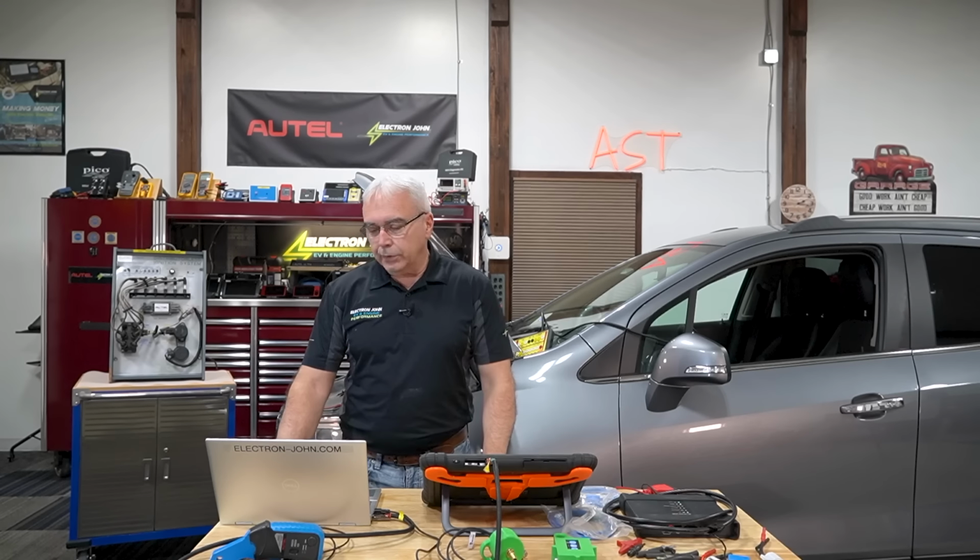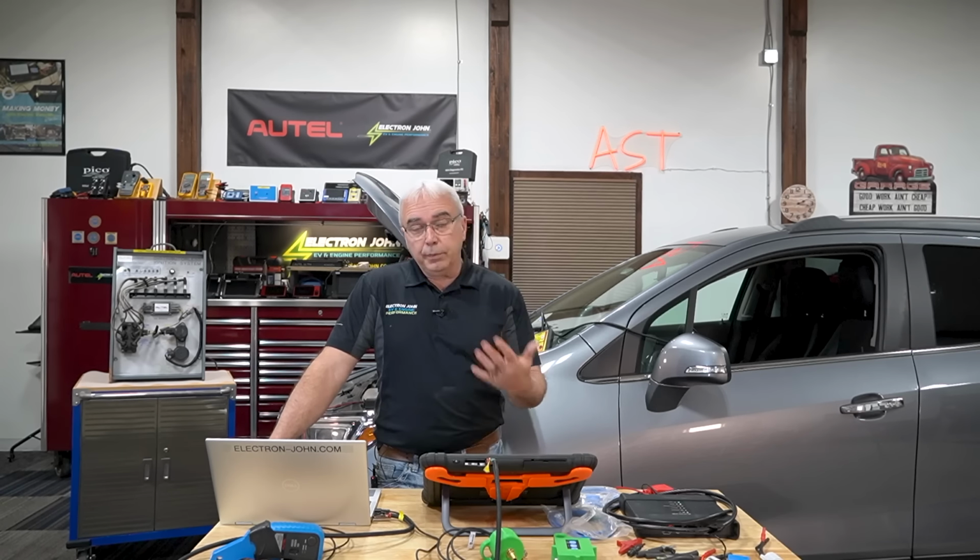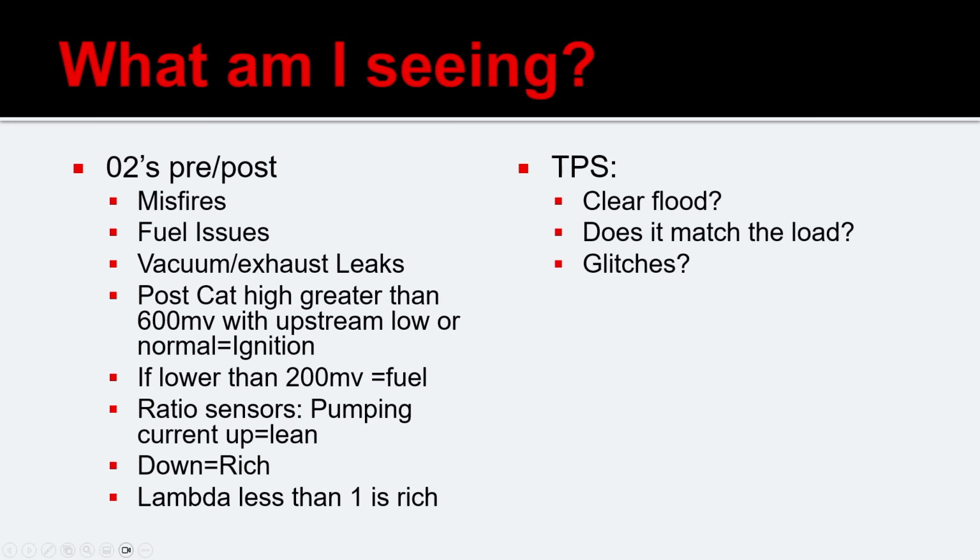So let's continue on looking at some of those other PIDs. I'm looking at my O2 sensors, pre and post CAT. Now, if it has an air-fuel ratio sensor, as all the late model cars do, this is one of the benefits of going into global OBD2, because I can still look at O2 sensors the way I was accustomed to seeing them on the data stream PIDs. So what am I using my O2 sensors for? I'm using those to help me diagnose a misfire problem, a fuel issue problem, vacuum leaks or exhaust leak problems.